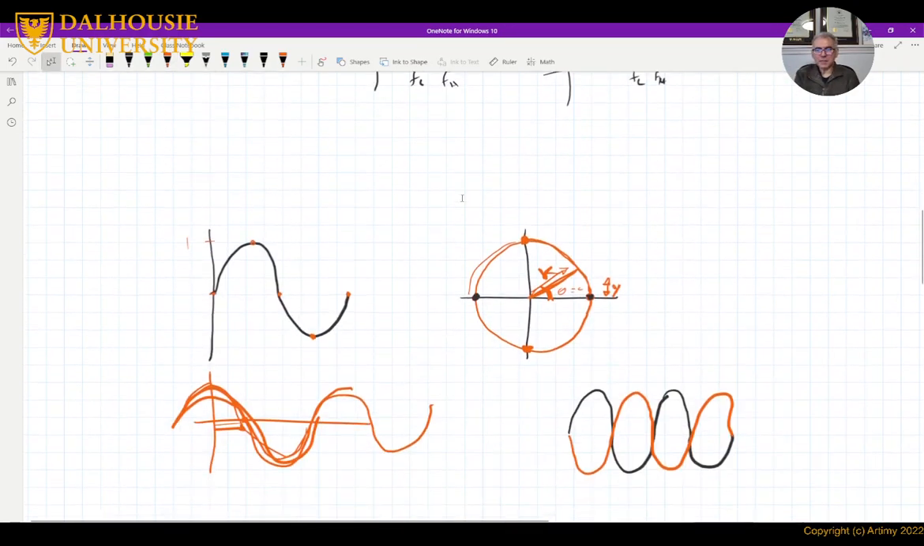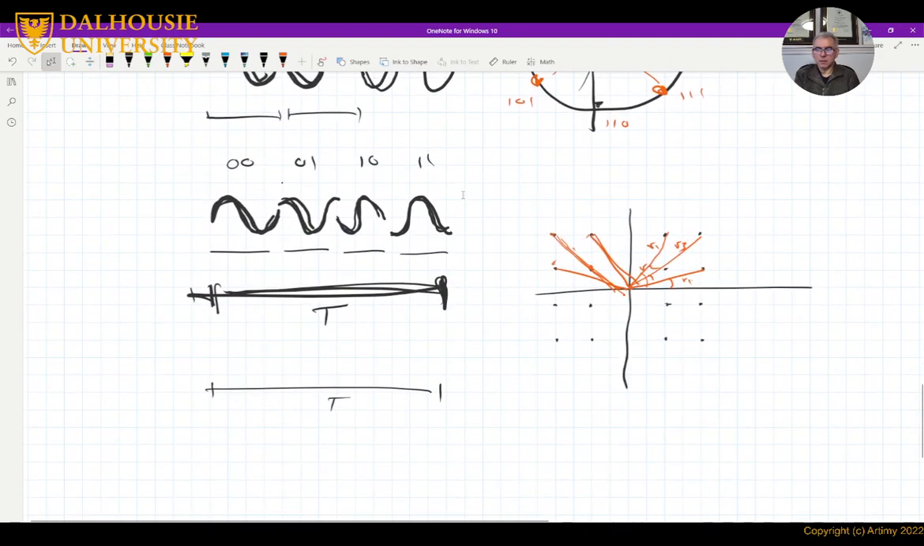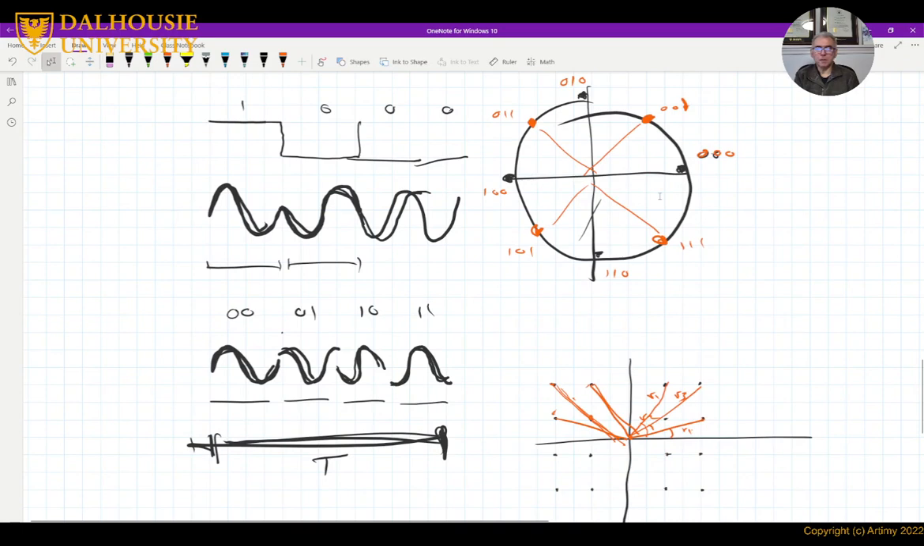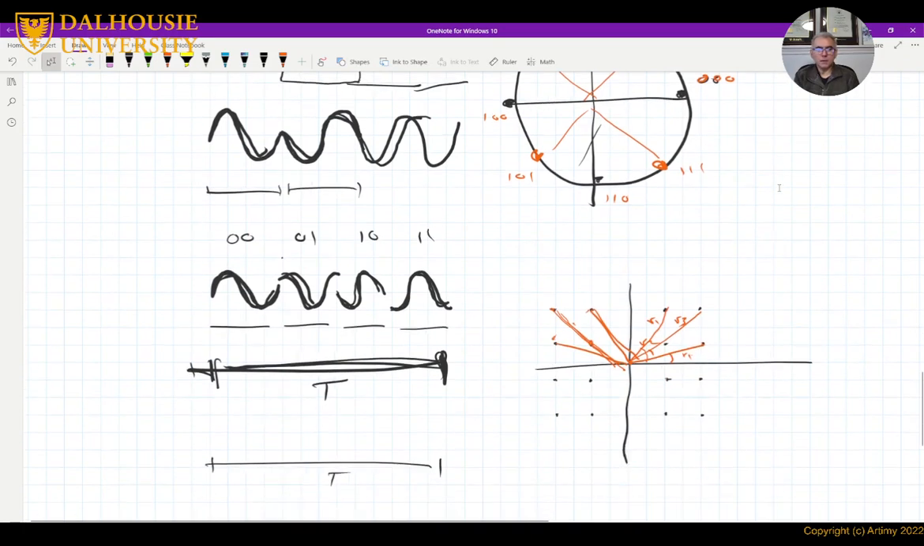Okay, if you fast forward to something like this, you'll see that now I have many phases and many amplitudes that are used to send 3 bits at a time or 4 bits at a time. So for this constellation here, because I have 16 different points, I can send 4 bits each. So I have 16 different signal levels. They vary in amplitude and phase, and each one of these can be used to send four bits.